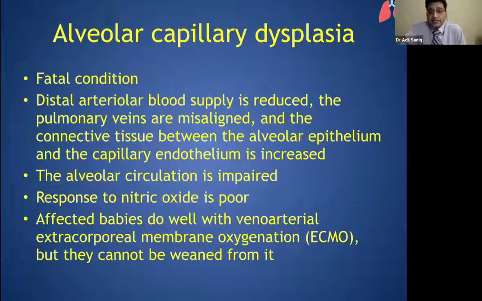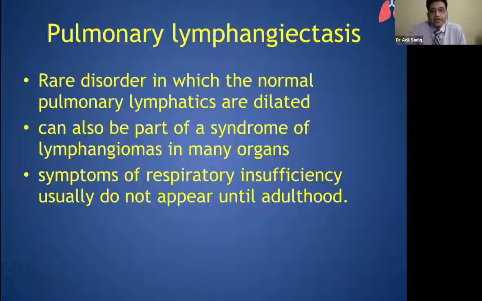It's a very fatal condition, and although patients do well with the ECMO on, they just can't be weaned from it. Another condition that we see on and off, more common in women, is pulmonary lymphangiectasis. It can be part of a syndrome of many lymphangiomas in other organs. Usually symptoms don't come till childhood. The symptoms are of respiratory insufficiency.